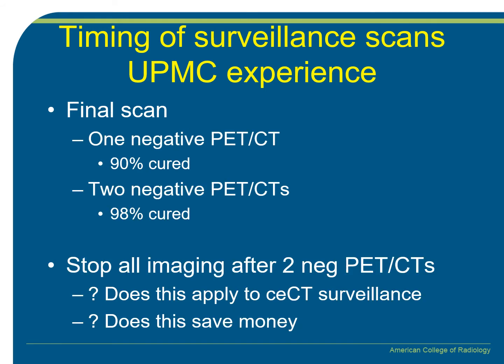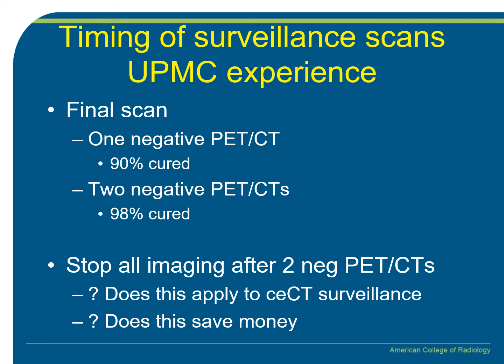Now, what if there was a way to be even more clever about how we employ surveillance imaging? Maybe the results of some imaging can be used to tailor the timing and modalities of future imaging. That would be a lot more nuanced than just we do it at 2 months and then every 3 months after that. So we know, for example, that if you have one negative PET-CT after the conclusion of your therapy, you're 90% likely to be cured.